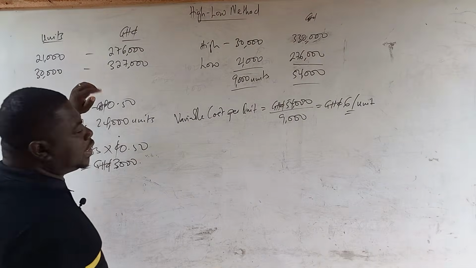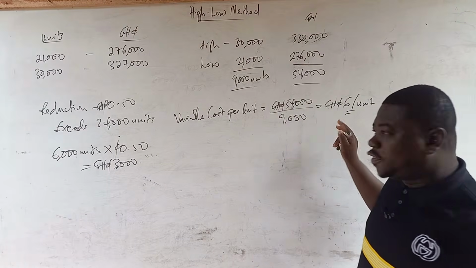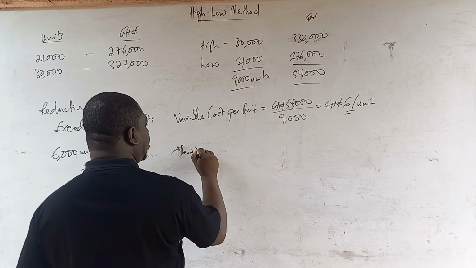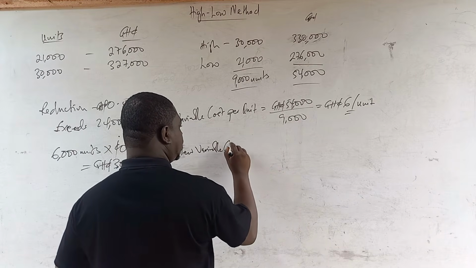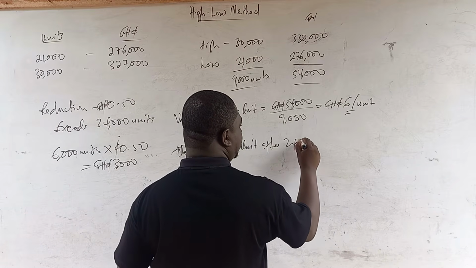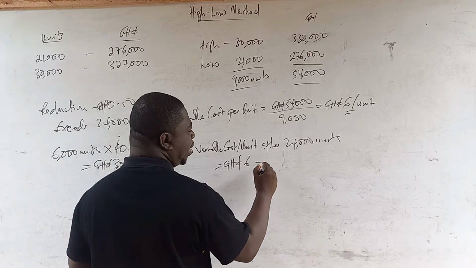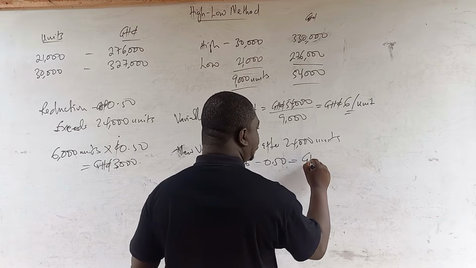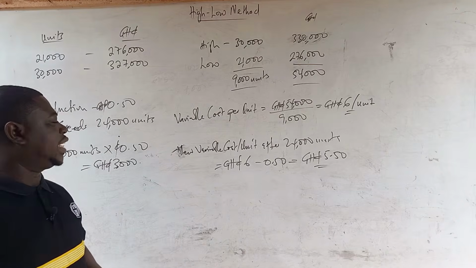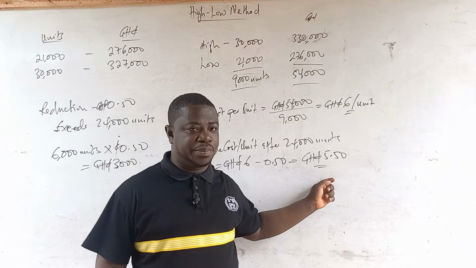Now, when the activity level exceeds 24,000, we are told that we have a reduction in variable cost per unit of 50 pesos. Therefore, the new variable cost per unit after 24,000 units is going to be the 6 cedis minus the 50 pesos reduction. And that is going to be 5 cedis, 50 pesos. And so it means that when activity level exceeds 24,000, variable cost per unit will be 5 cedis, 50 pesos.